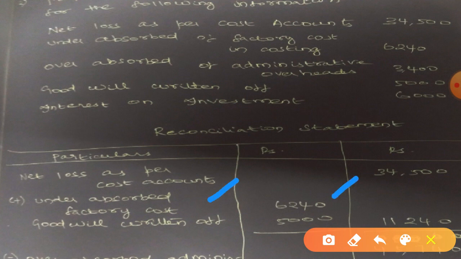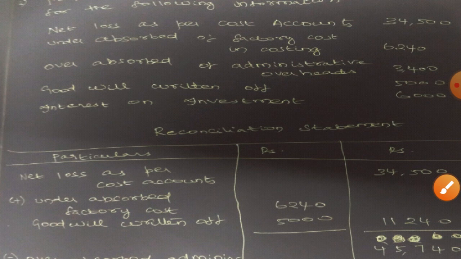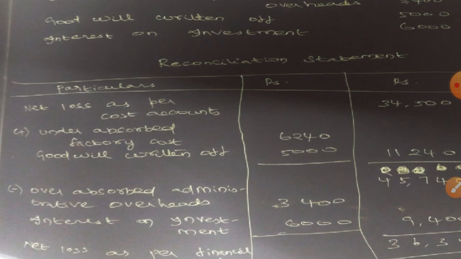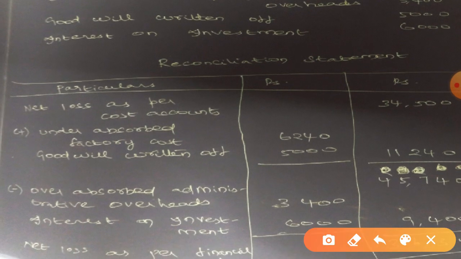This has been added. Then followed by this, over absorbed administrative overheads. Over absorbed in the sense it is an excess amount, like we have realized some excess amount through administrative overheads. So basically when you get an extra amount, it will be a positive value, but over here since we have been given net loss, we will be deducting it. So over absorbed administrative overheads, which is 3,400, we are deducting this.